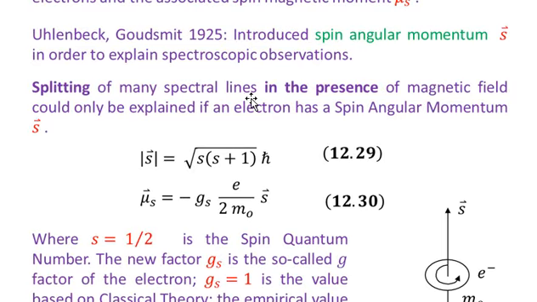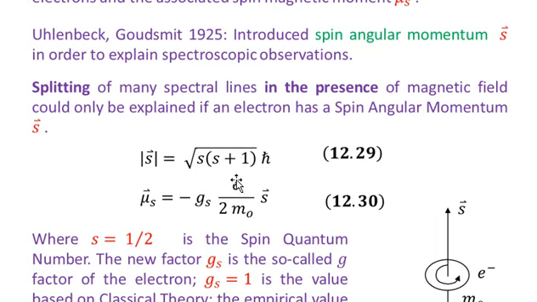Splitting of many spectral lines in the presence of the applied magnetic field could only be explained if an electron has a spin angular momentum S. So if you apply the magnetic field, then there is a further splitting of the spectral lines, and that could only be explained if there is a quantity which we call a spin angular momentum, represented by the vector S.